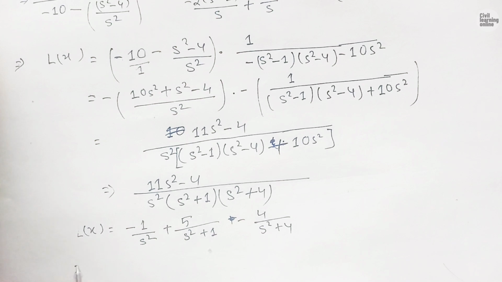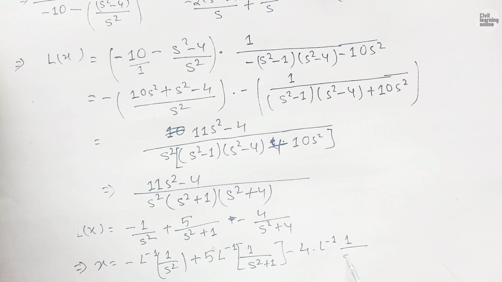Now simply you need to do the inverse, so x equals to minus inverse Laplace transformation of 1 upon s square, plus 5 times inverse Laplace transformation of 1 upon s square plus 1, minus 4 times inverse Laplace transformation of 1 upon s square plus 4.